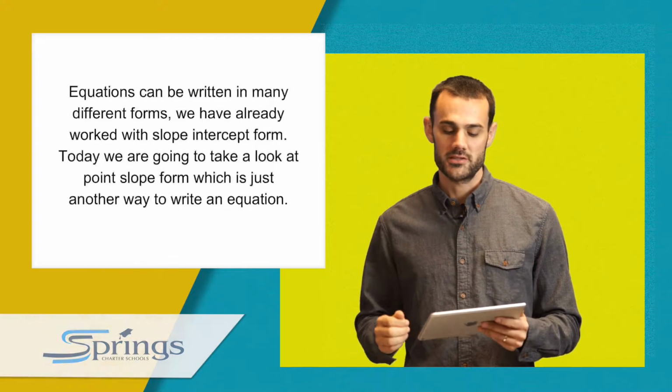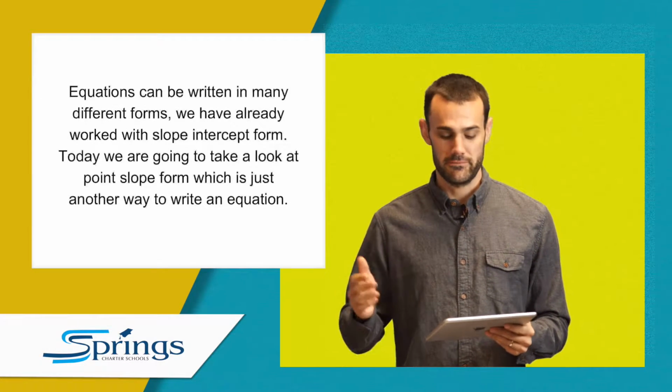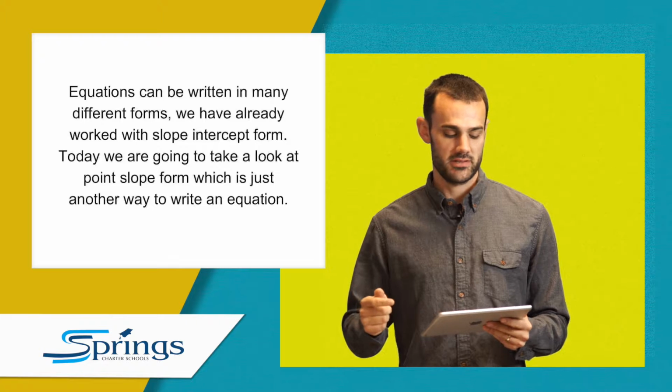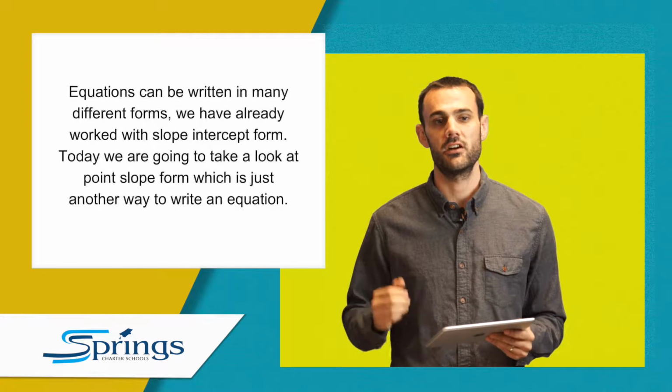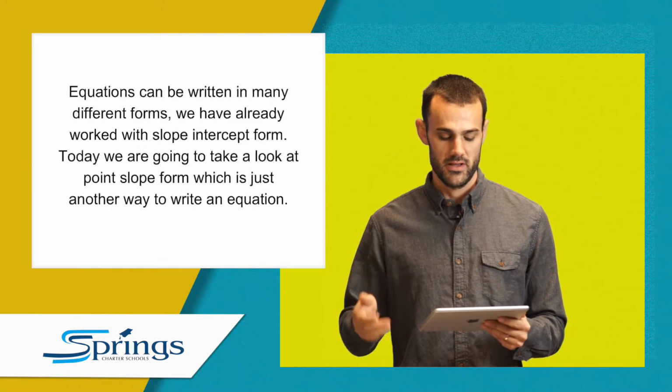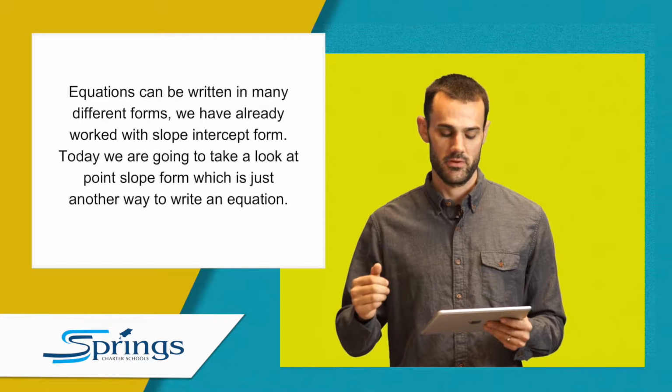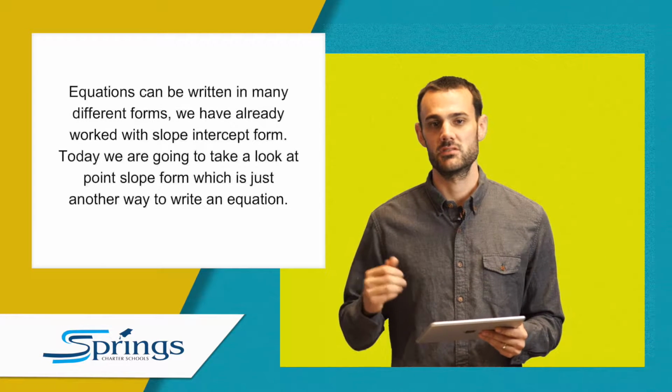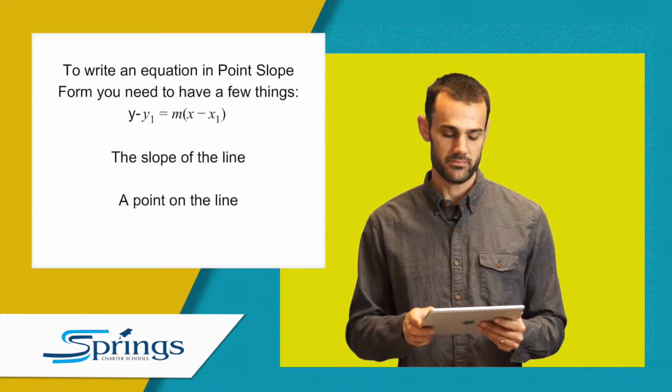You should know that equations can be written in many ways, in different forms. We have already worked with slope-intercept form. Today we're going to take a look at an alternative way to write an equation, and this is called point-slope form. And it's just another way for us to explore writing equations.